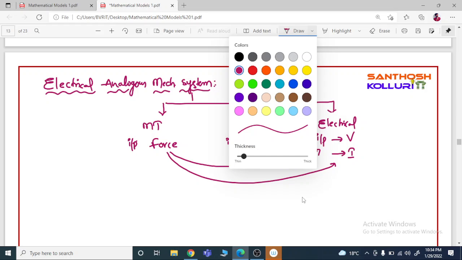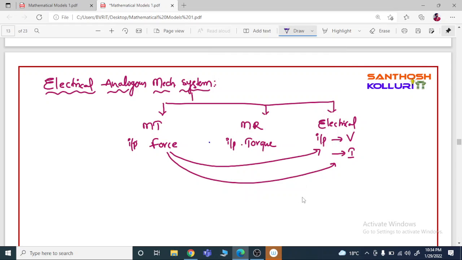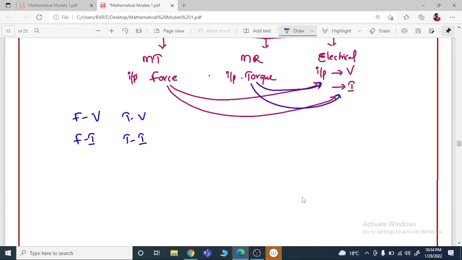Similarly, torque voltage analogous and torque current analogous. So we are having F-E analogous and F-I analogous, torque voltage analogous and torque current analogous. So we have to compare these four parameters, four methods or four analogous methods for the control system applications.